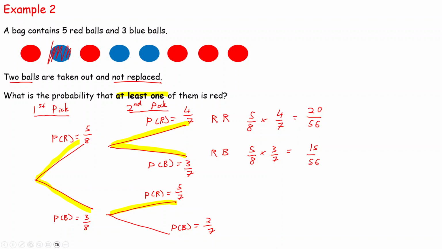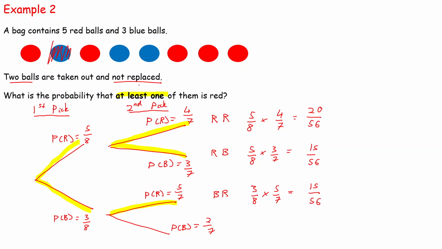And this is why it's a really good idea with probability not to simplify your fractions, because at the end we've got to add everything up together, and if you start changing the denominators, it gets a bit trickier. So leave it in unsimplified form. It's going to make things a little bit easier. Last one, we're looking at getting a blue and then a red, where the probability is 3/8 times 5/7. So 3 times 5 is 15, 8 times 7 is again 56.